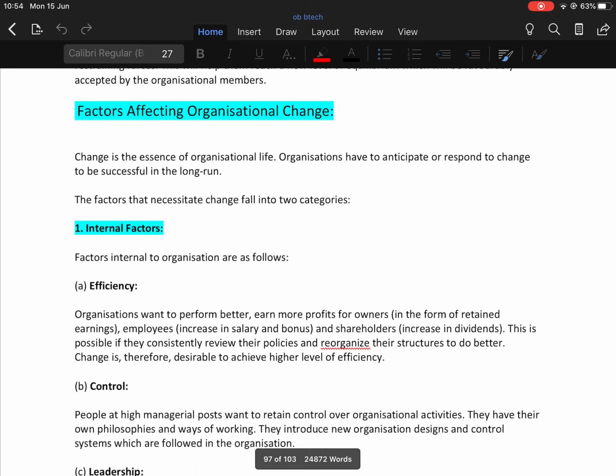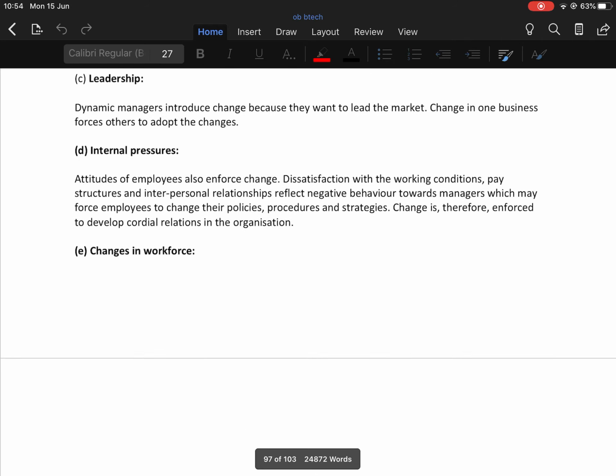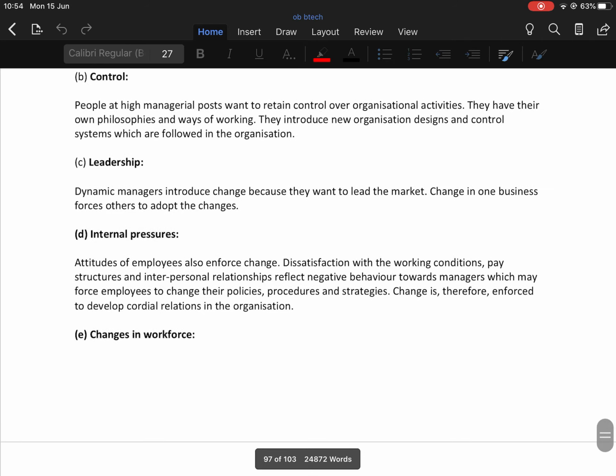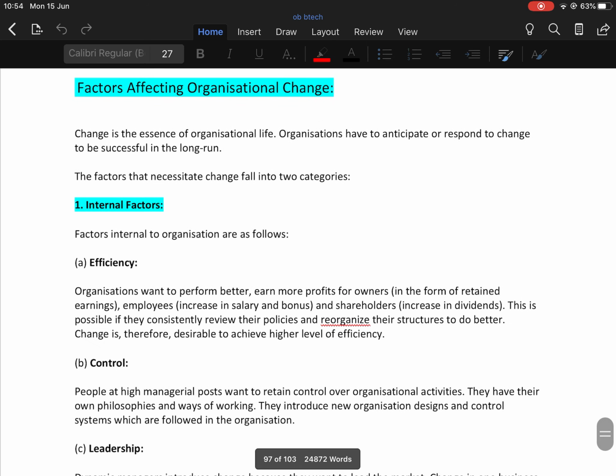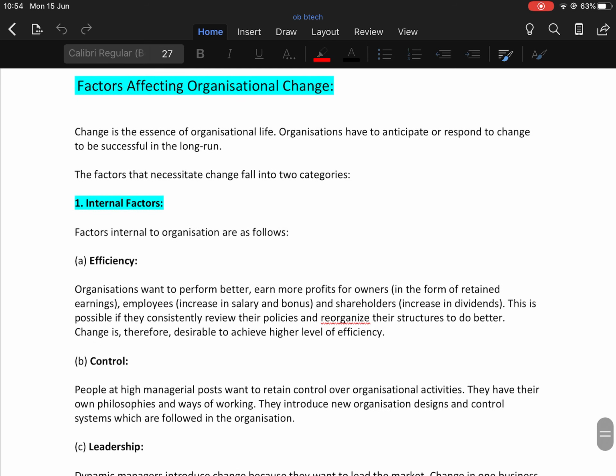First are internal factors and second one is external factors. So I'm starting with internal factors which affect organizational change. First internal factor is efficiency. Organization wants to perform better, earn more profits.